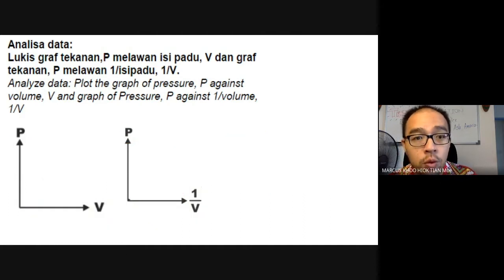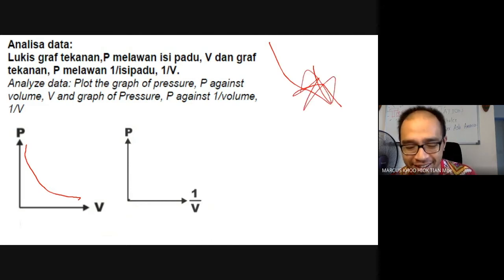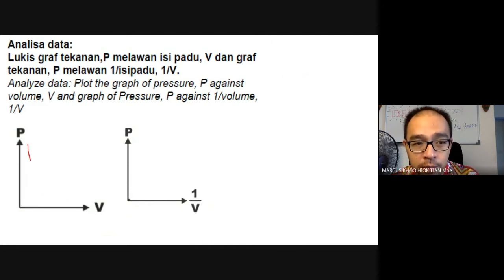Graph number two is if you get this kind of graph, which was Merrill's graph just now. Again, as I said, it is a smooth line, not zigzag, zigzag. There's no such thing. Cannot. So it will be a smooth line, but this graph is different because you find that when the V gets bigger, the P gets smaller. So over here, we call this an inversely proportional graph.